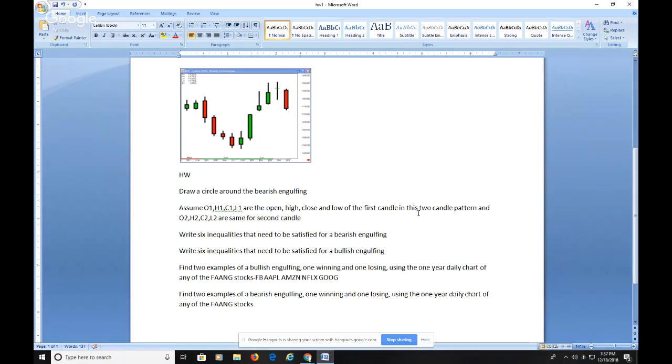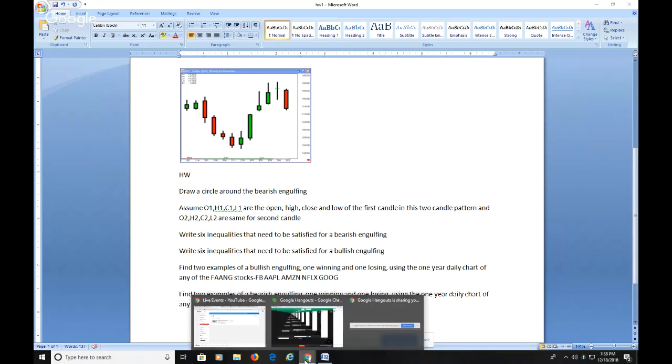I said also to find examples of a winning pattern for bullish engulfing and a losing pattern, and the same for bearish engulfing. So I'm not going to go through all the homework because then we'd never be able to get to new material. So I want to get into new material now.